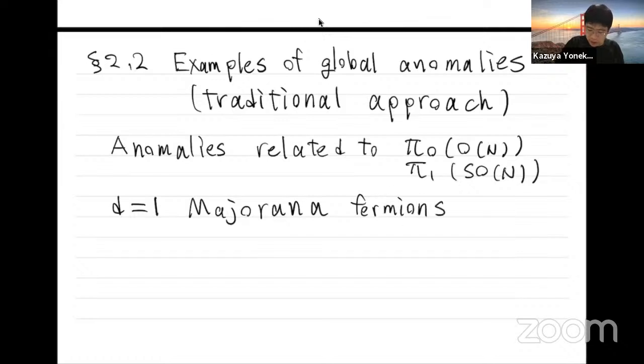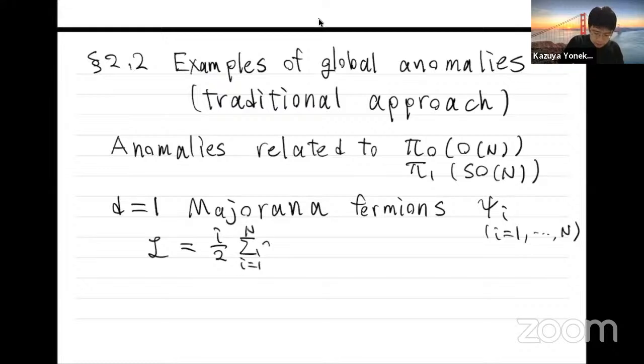So Majorana means that I take these Fermi fields to be real. So I take n real Grassmann fields, and the Lagrangian is just given like this. So this is a very simple Lagrangian.